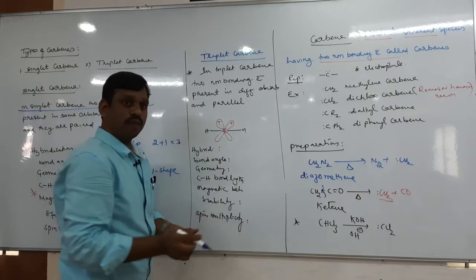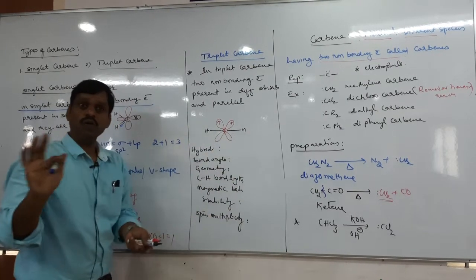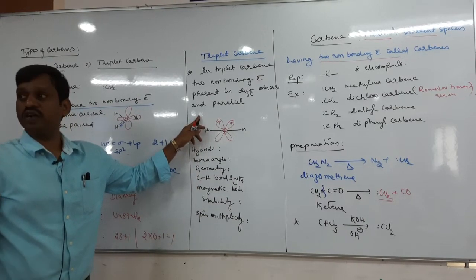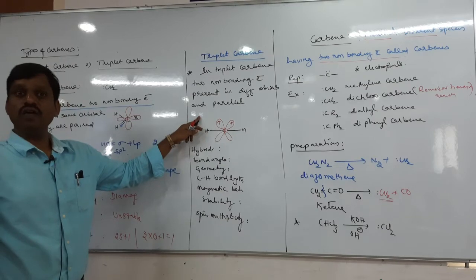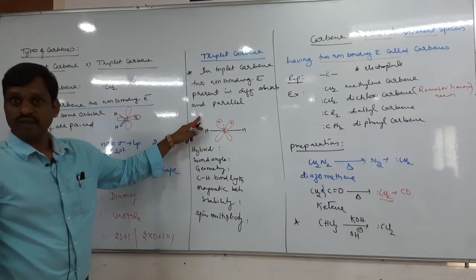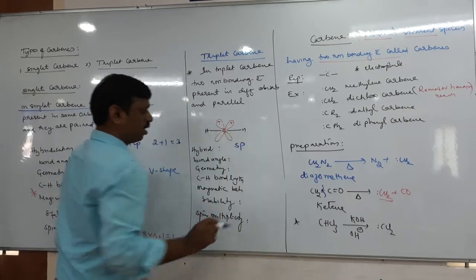So number of sigma bonds plus lone pair. Sigma bonds are 1, 2. Lone pair? No lone pair. They are actually free electrons, non-bonding free electrons. So remember, non-bonding free electrons do not get involved in hybridization, right? So therefore it is 1, 2, that means sp hybridization.